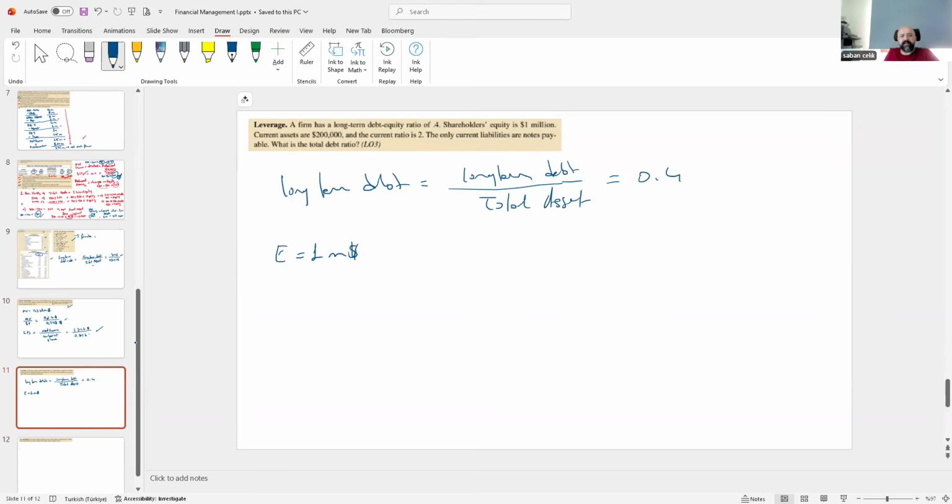And current assets are $200,000. And the current ratio, which is current assets divided by current liabilities, is 2. And the only current liabilities are notes payable. What is the total debt ratio? Okay, my dear friend, let's construct the balance sheet here.